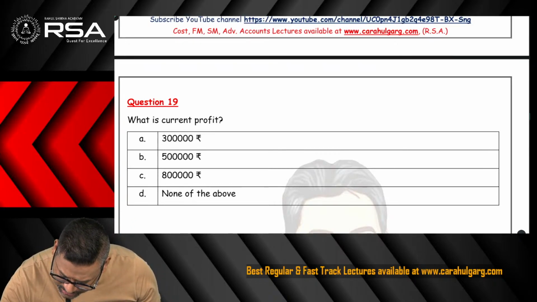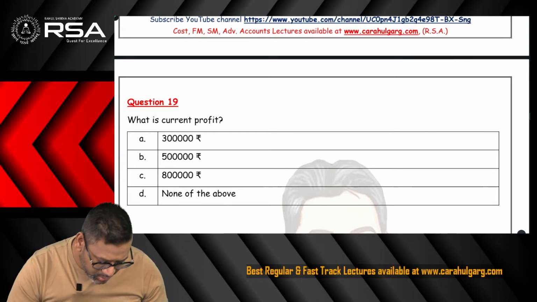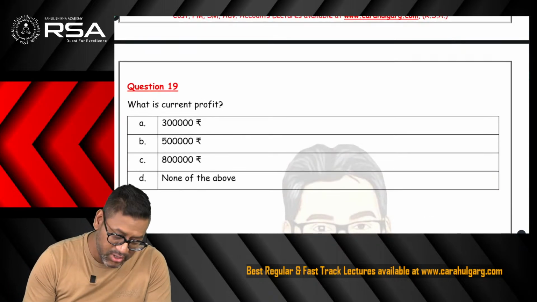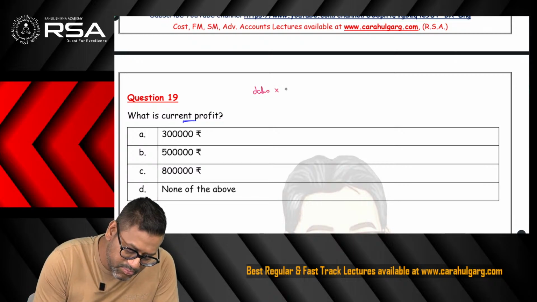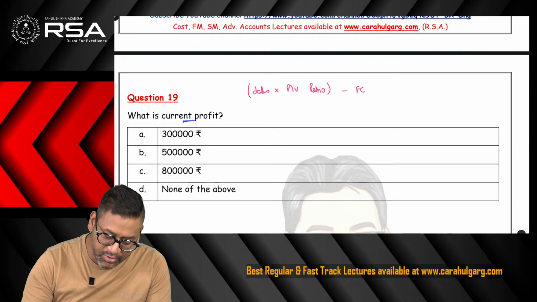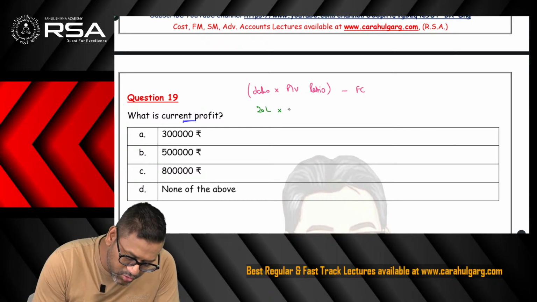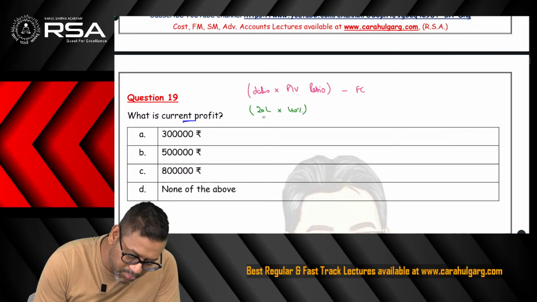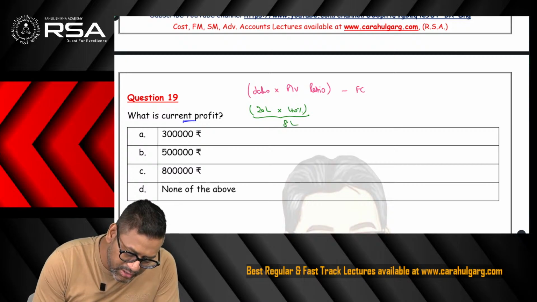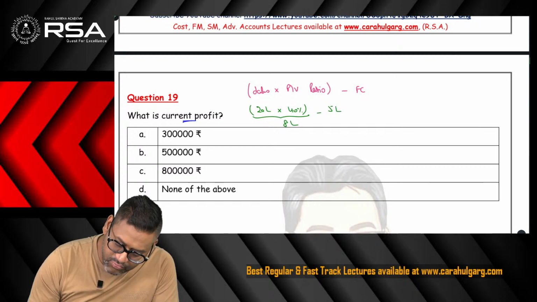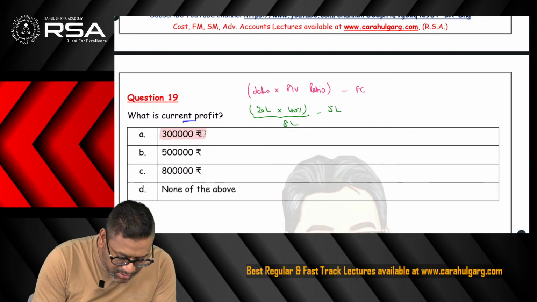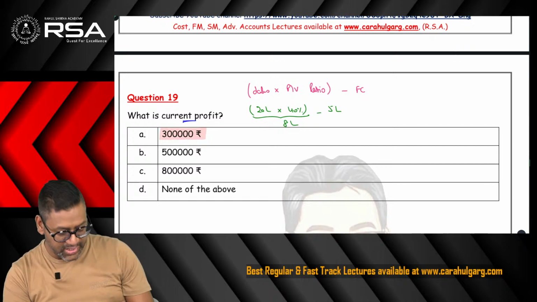Moving further, it asks what is the current profit. There is a simple equation for profit which we know: sales multiplied by PV ratio gives us the contribution, and out of that if I reduce the fixed cost, I will get the profit. Your sales is 20 lakh, your PV ratio is 40%, meaning thereby contribution is 8 lakh. The fixed cost is given as rupees 5 lakh. So 8 minus 5 gives a value of rupees 3 lakh. So 3 lakh rupees is the current profit.